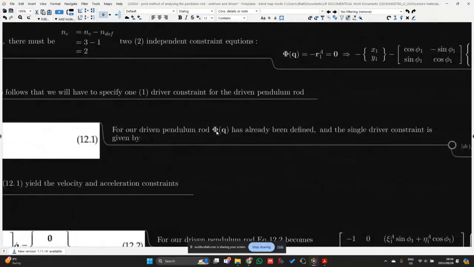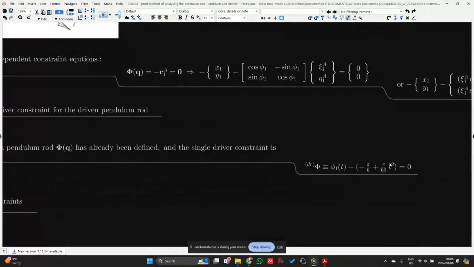So for our given pendulum rod, phi q has already been defined, and the single driver constraint is given by this function that we have over here. So this is, I think, maybe jumping the gun a bit, but we're going to look later on at the actual example that we have over here. We just specify an acceleration for the system, which is 2 pi over 60 radians per second squared. And from there, we can actually integrate it twice to get the rotational velocity and then also the position or the rotation angle of the system.